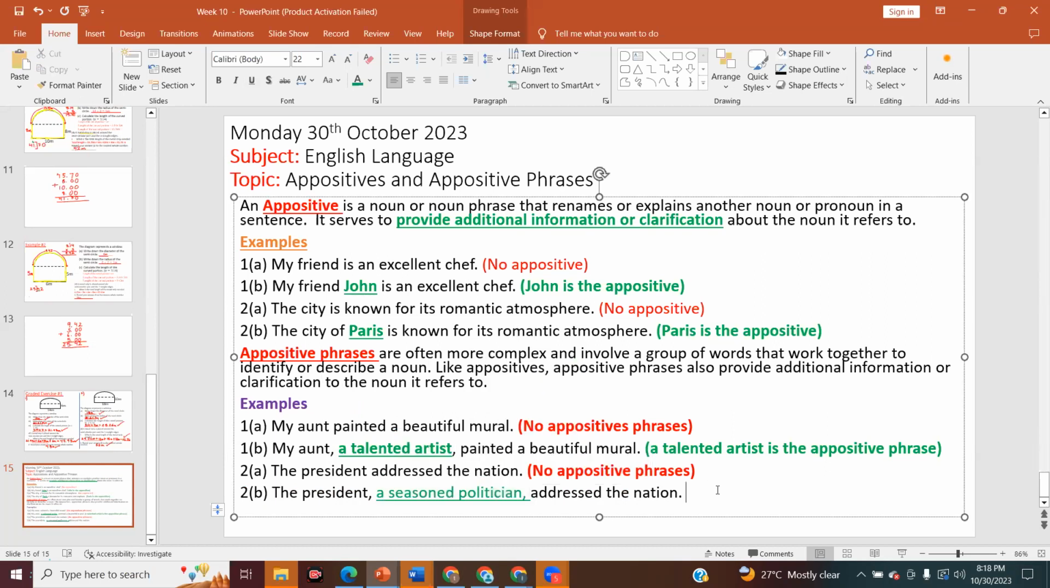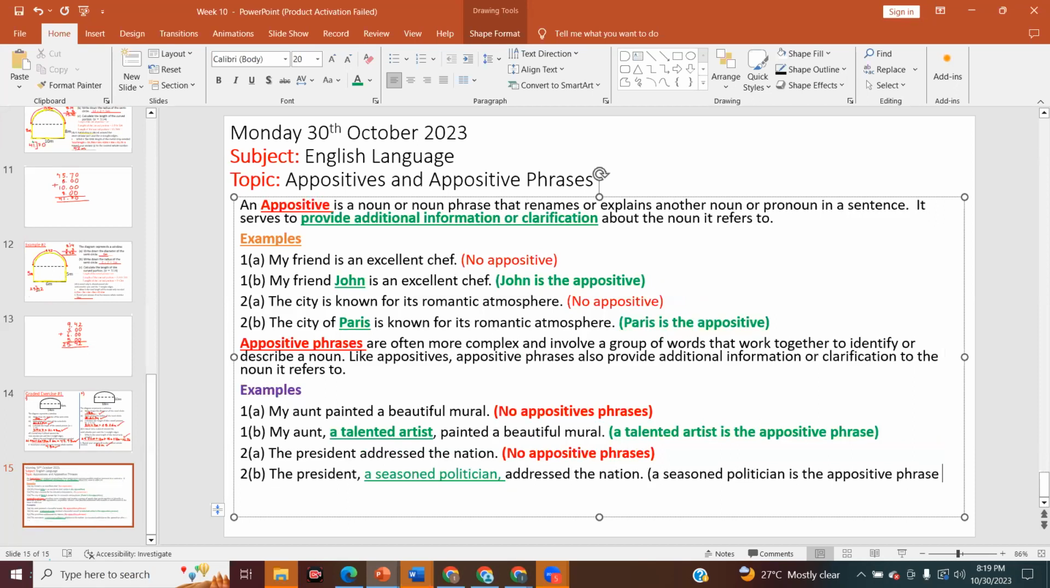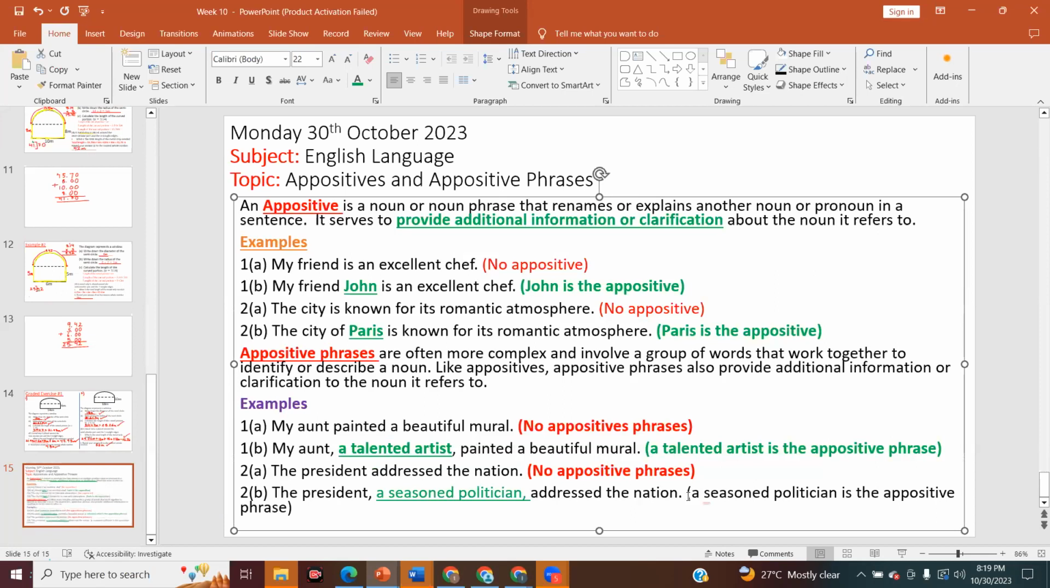All right, so it's going to be a seasoned individual or seasoned politician. What does that mean? Does that mean he likes to cook, or what does it mean when we say seasoned politician? He has a lot of experience in the field of politics. Yeah, he has a lot of experience. Okay. So the president, a seasoned politician, is an appositive phrase.